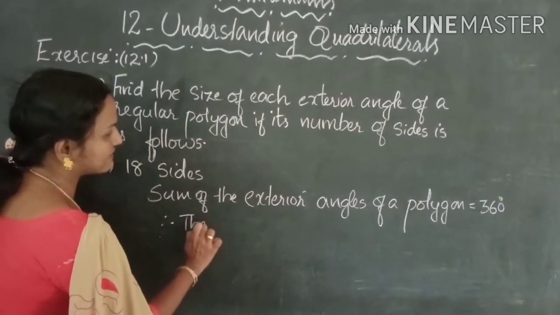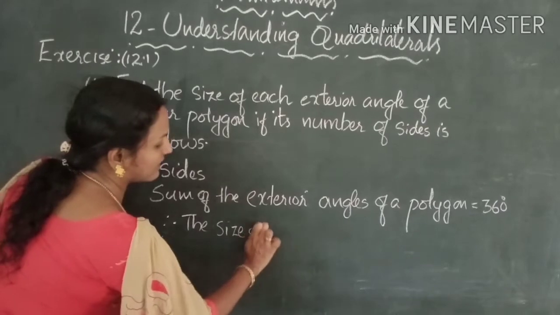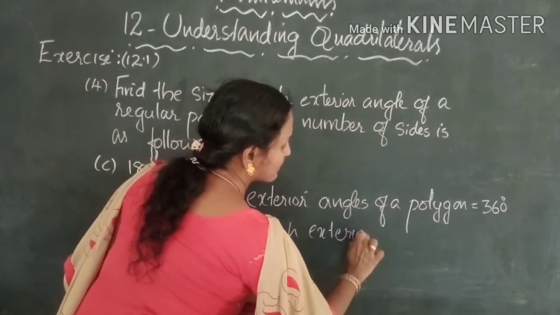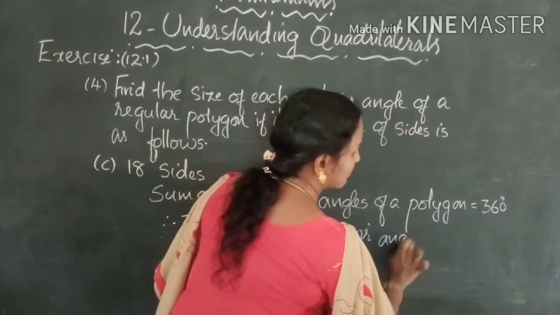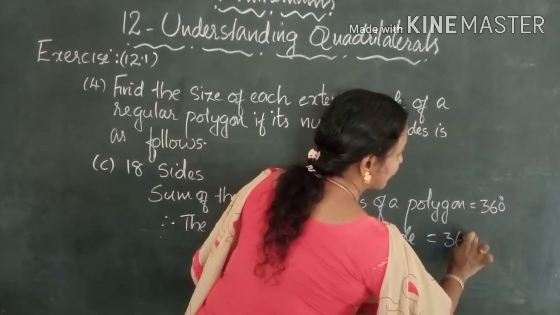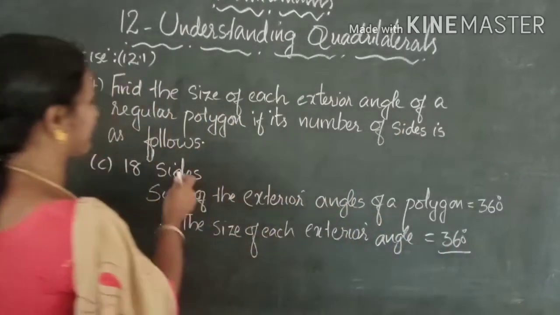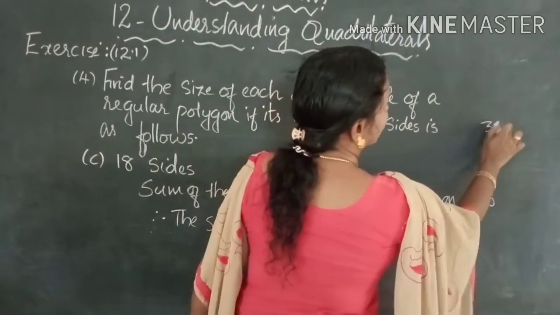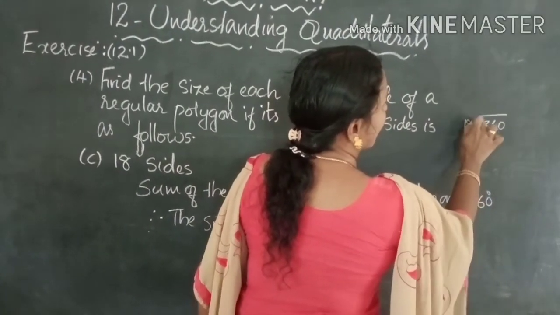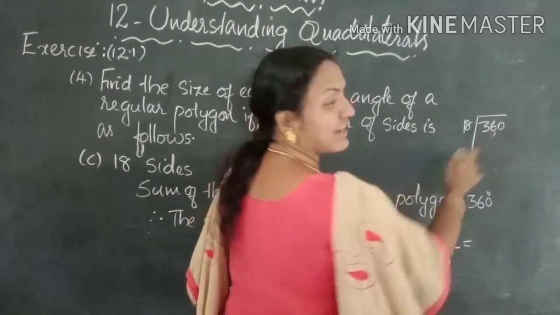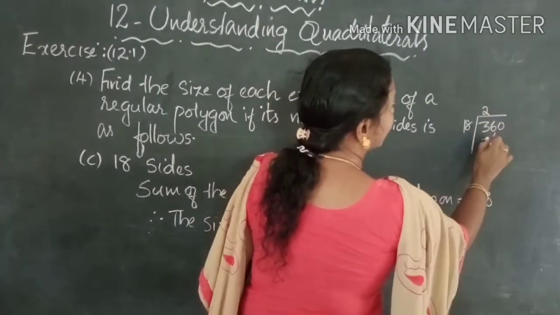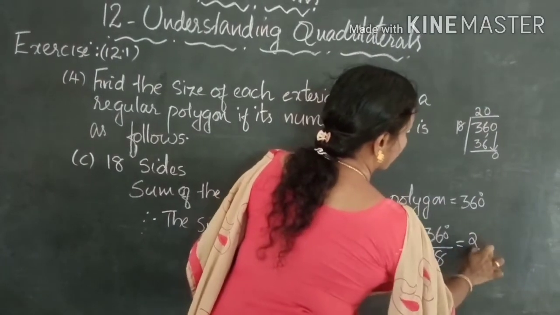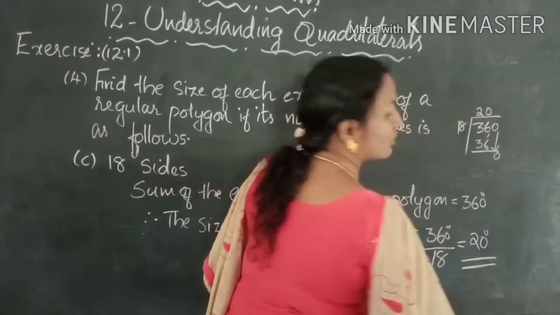Therefore, the size of each exterior angle is equal to 360 divided by, here the number of sides is 18. So 360 divided by 18. How many 18s are there in 36? 2 18s are 36. The next one is 0. So the answer is 20 degree.